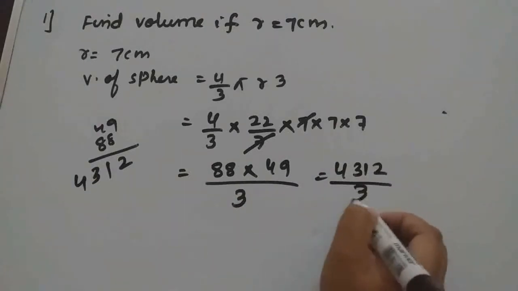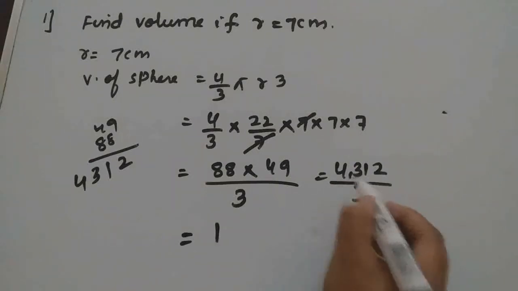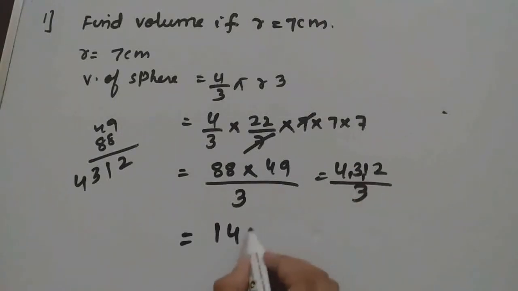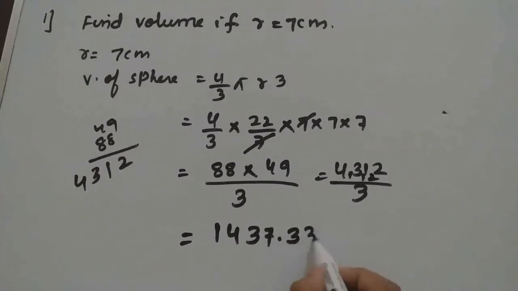So we will get 4312 by 3, which will give in decimal: 3 1s are 3, 3 4s are 12, 3 3s are 9, 2 will remain, 3 7s are 21, 1 will remain, 3 3s are 9, again 1 will remain, so it will be continuous. So the answer is in centimeter cube.